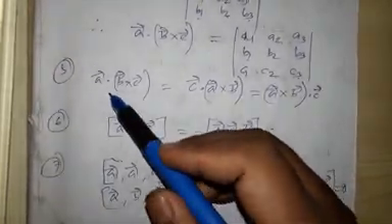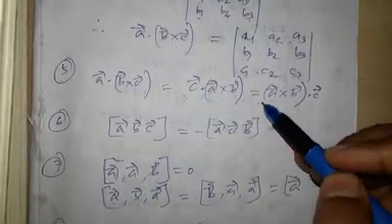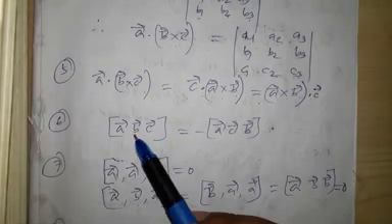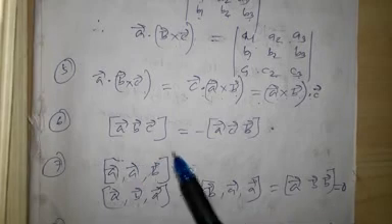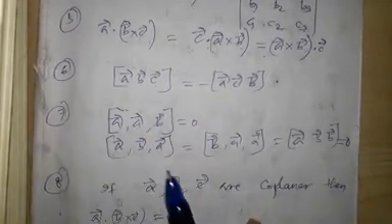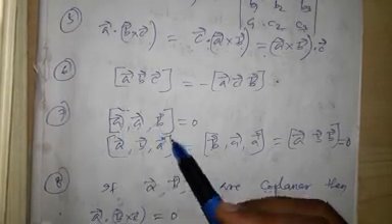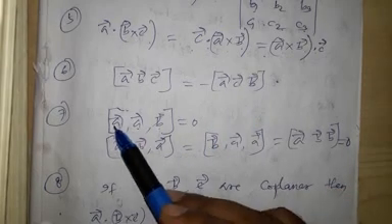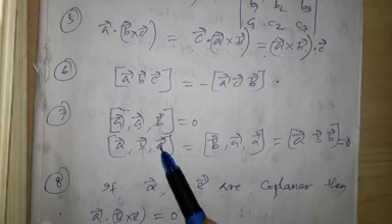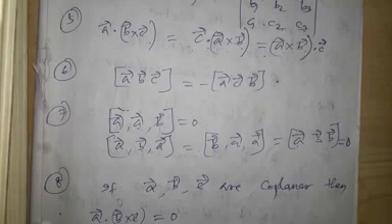Now fifth property: A dot B cross C is equal to C dot A cross B is equal to A cross B dot C, all are same. The scalar triple product [A, B, C] is equal to minus [A, C, B]. The scalar triple product [A, A, B] is equal to 0, because with two vectors the same it is 0. Just like [A, B, A] also 0, [B, A, A] also 0, [A, B, B] also 0.